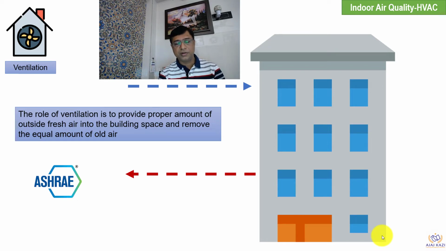First is ventilation. What is the role of ventilation? It is to provide a proper amount of outside fresh air into the building space where we generally occupy the space, and remove an equal amount of old air. So it creates a proper circulation of air within the building, and that is the role of ventilation. There are actually codes available for the ventilation rate which we need to consider.